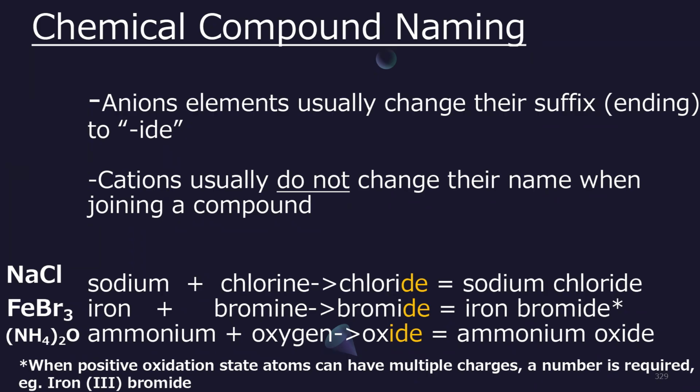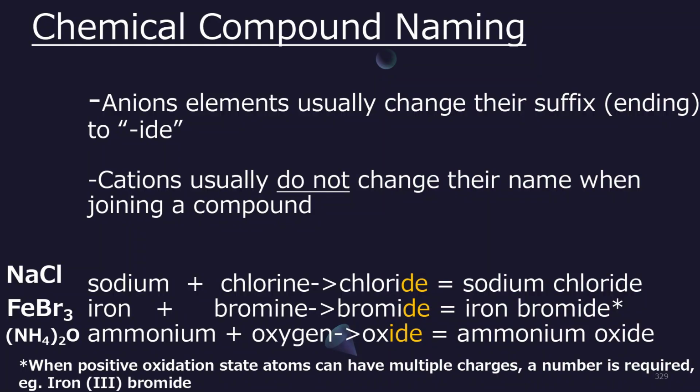NaCl, that's what we're mostly looking at today. Sodium plus chlorine. So that INE, the NE needs to change to DE. Ine to ide. This will generally be the case. So chlorine to chloride, that means we're going to name this sodium chloride. Next, iron, FeBr3, iron bromide. Bromine changes to bromide. We get iron bromide as the name of this FeBr3.